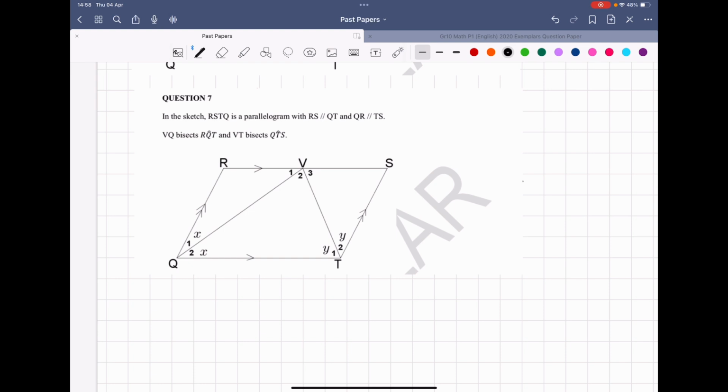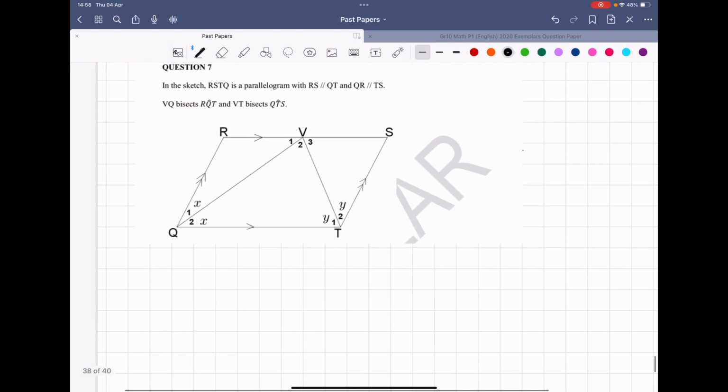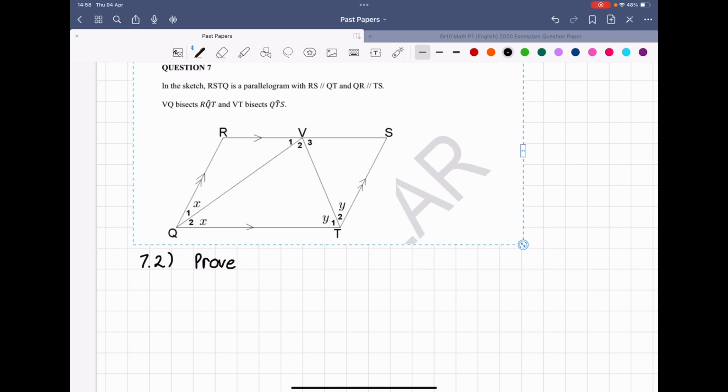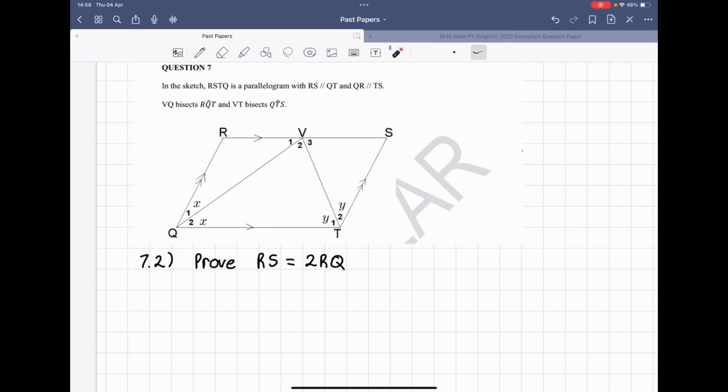Okay, and then for the next part of question 7, that's 7.2, I'm asked to prove that RS is equal to 2RQ, so that this one is equal to 2 of these. Okay, so going back to my original information, I was told that RSTQ is a parallelogram with these parallel sides.